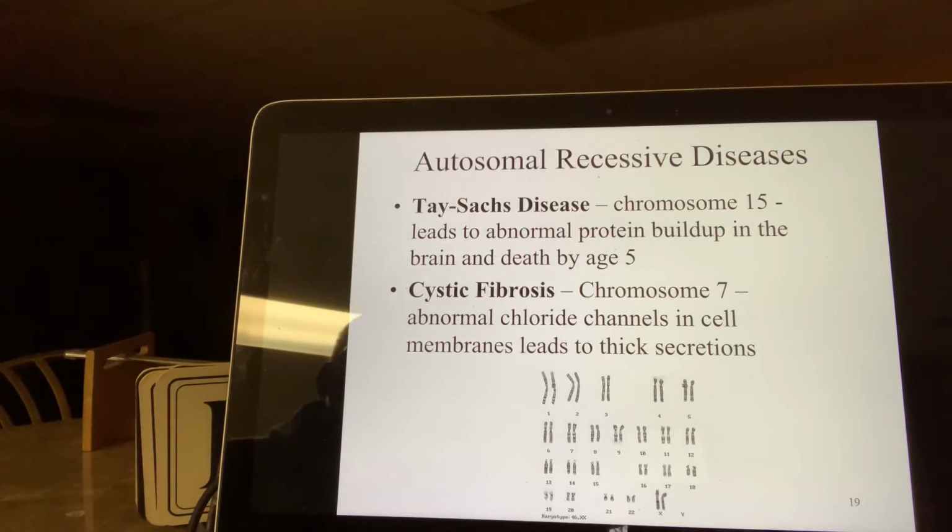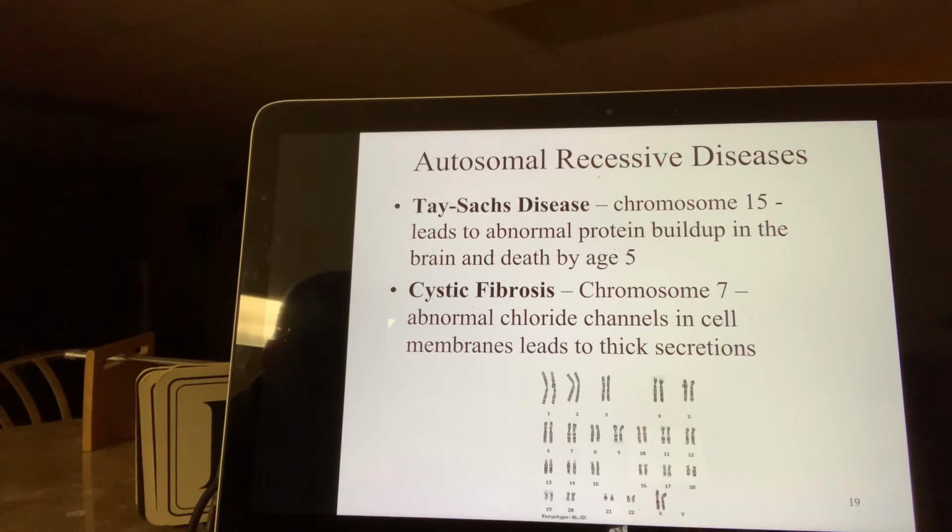There are also some diseases that are autosomal recessive. What does that mean? That means that to get the disease, since it's recessive, you have to get the allele from both parents. You have to have both of the alleles to get the disease. Tay-Sachs disease is an autosomal recessive disease on chromosome 15 that causes abnormal protein buildup in the brain, and it is almost universally fatal by age 5. Children born with Tay-Sachs disease rarely live beyond childhood.